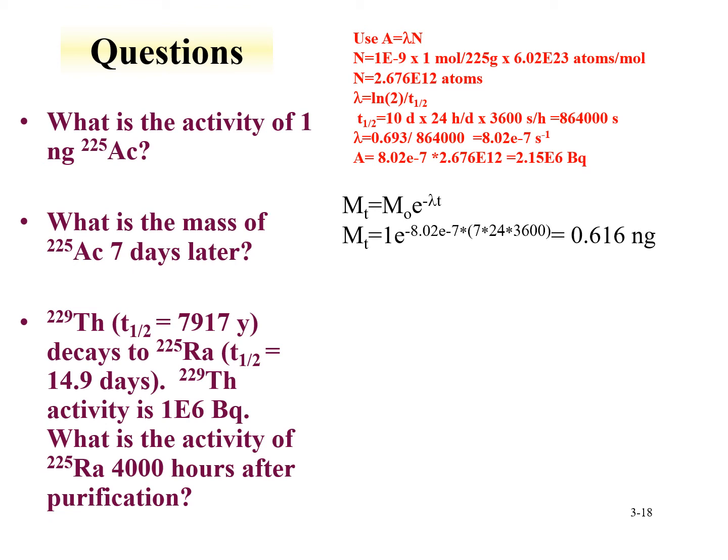For making actinium, you can use an isotope of thorium, thorium-229. It decays to radium, and then that radium decays to actinium. So let's ask the question, if I have some thorium-229 and it's decaying, it has an activity of 1,000,000 becquerel. What's the activity of the radium-224 after purification?